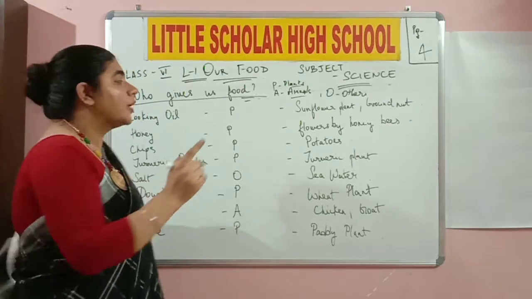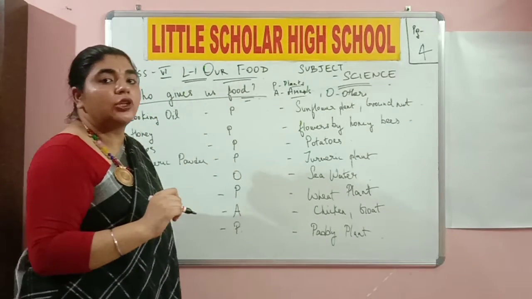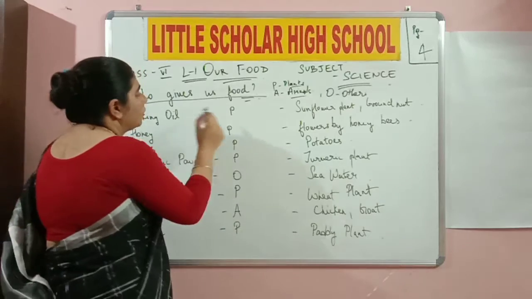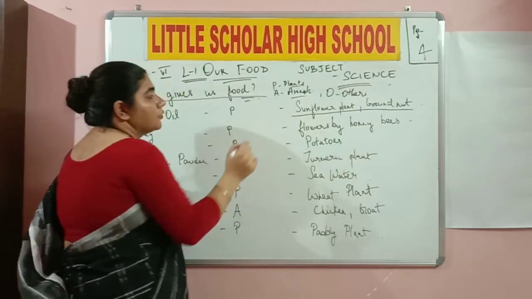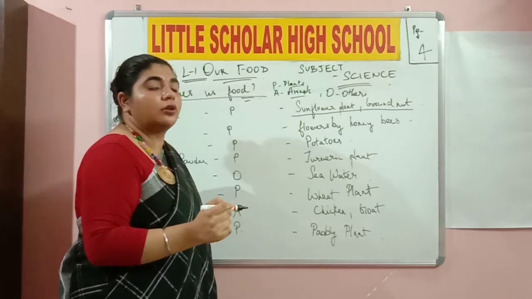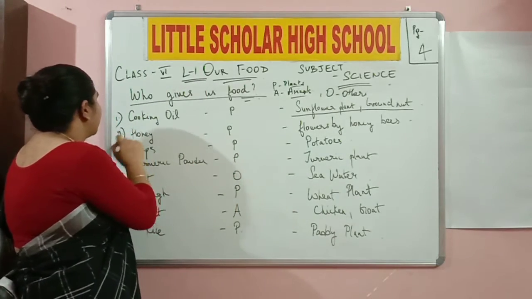So the first ingredient that they have given you is cooking oil. You get cooking oil from plants. Basically, you have to mention some examples over here. I've done it for you. It is sunflower plant or groundnut plant.